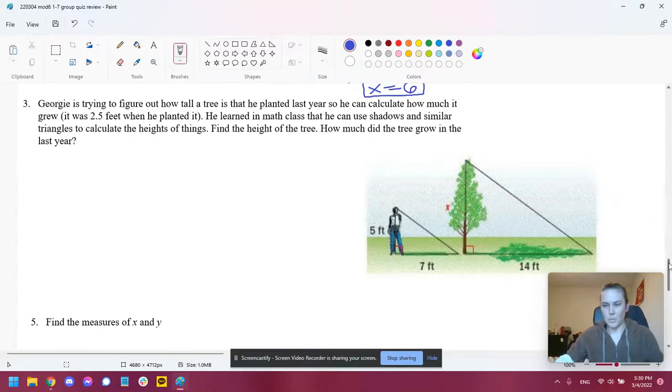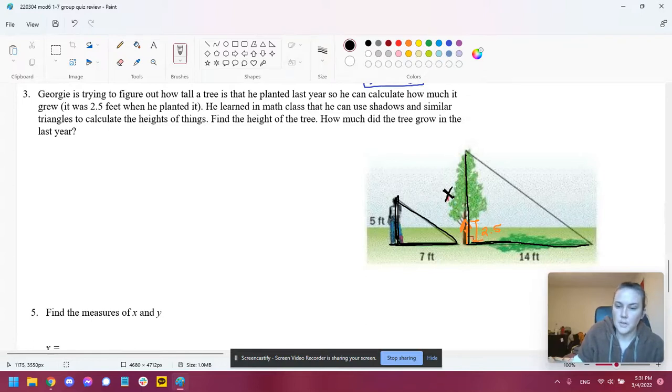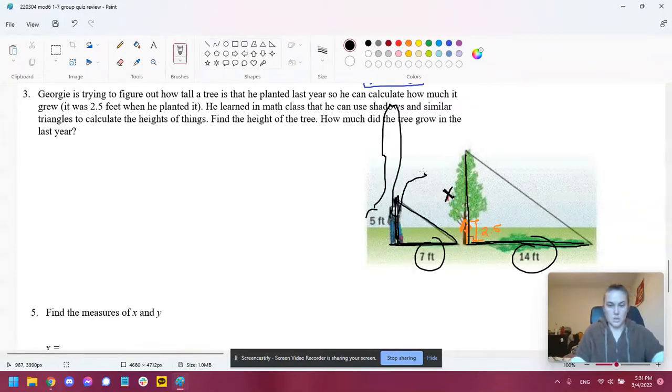On to the third page, onto the word problem. Georgie, this person, is trying to figure out how tall a tree is that he planted last year so we can calculate how much it grew. It was 2.5 feet when he planted it. So he planted it like here. He learned in math class that he can use shadows and similar triangles to calculate the height of things. Find the height of the tree. If he's 5 feet tall and he cast a 7-foot shadow, the tree is x feet tall, casting a 14-foot shadow.